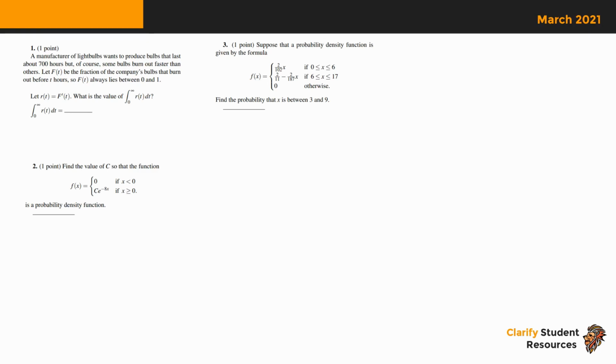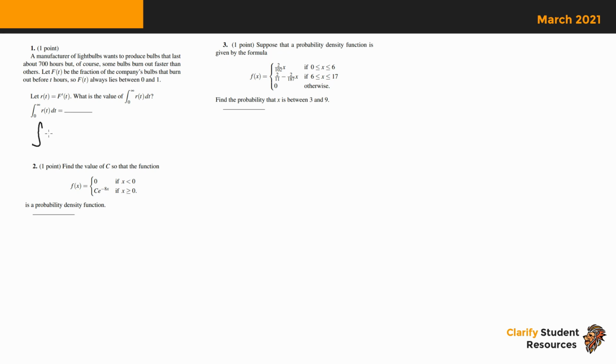All right, so if we look at the first question here, we're basically going to see that we have some sort of probability density function, and they basically want us to see what it's going to equal when we integrate from 0 to infinity. Now, another way you can look at this is you know that r of t is equal to f prime of t.